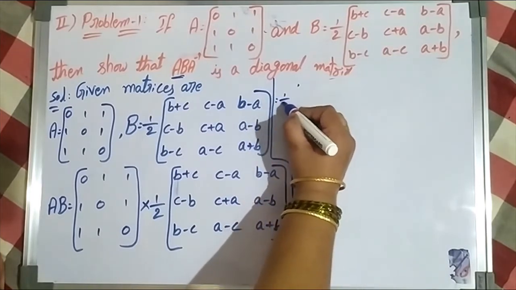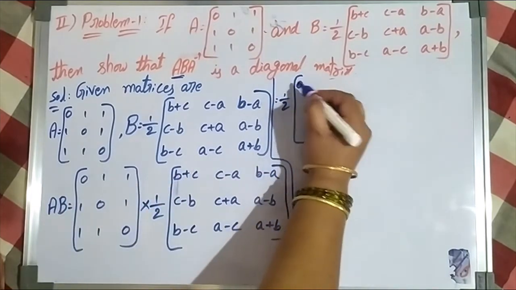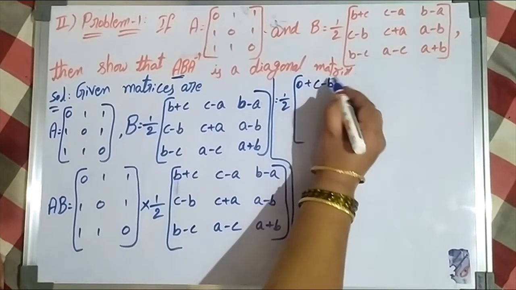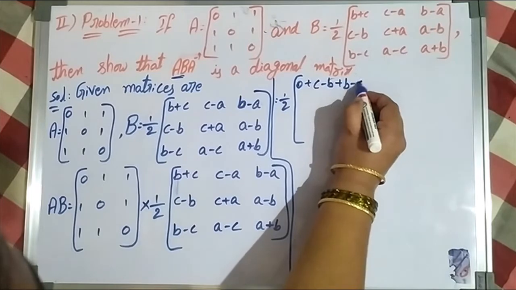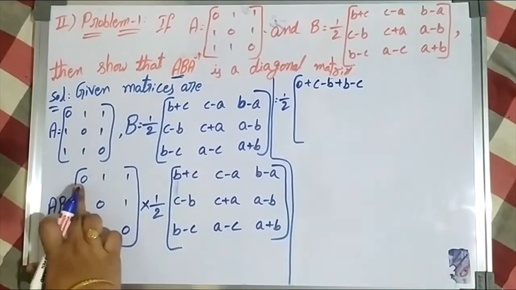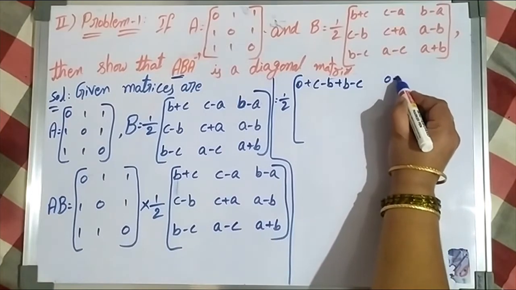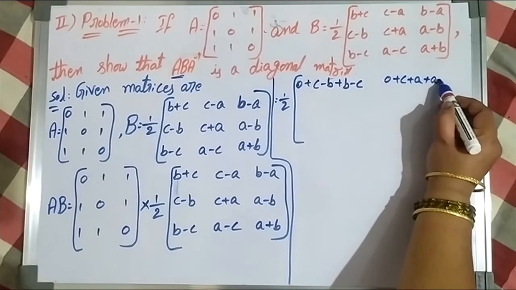That is equal to half into 0 into B plus C, 0, 1 into C minus B plus C minus B, plus 1 into B minus C plus B minus C. This is the first element. First row, second column: 0 plus C plus A plus A minus C.